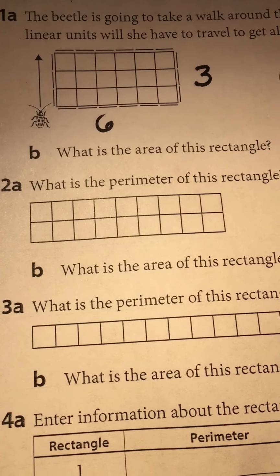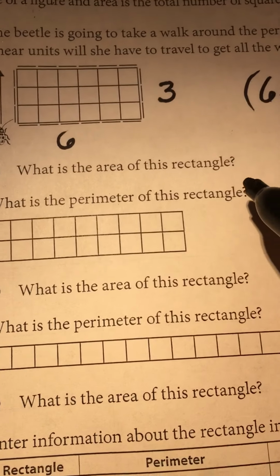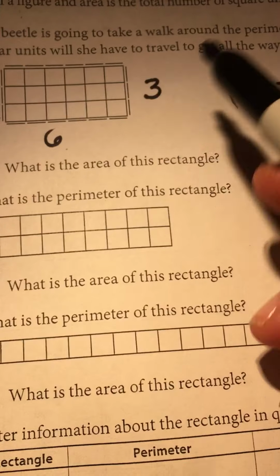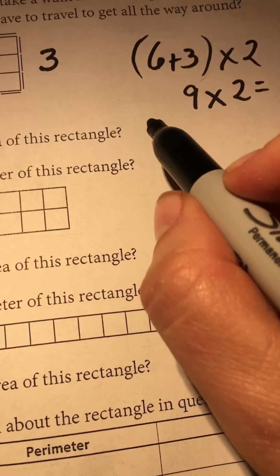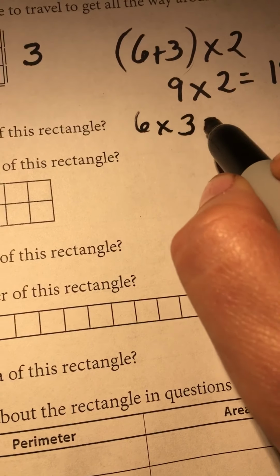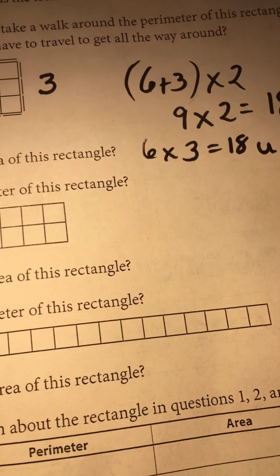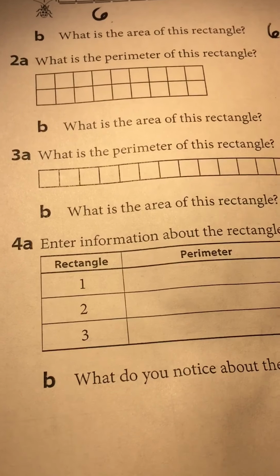And then 1B, the area for this, you could count the squares inside, or you could just simply multiply the 6 times the 3. So the area for number 2 is 6 times 3 equals 18, and that would be units squared. This would be units. I told you don't worry about the units for the Google form, which is unlike me, but that's fine.